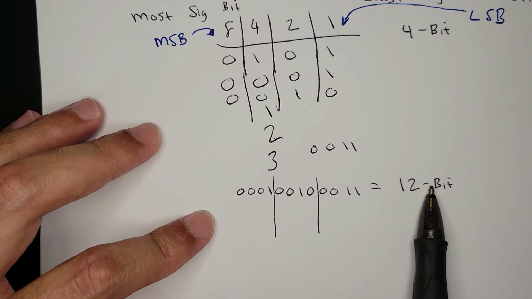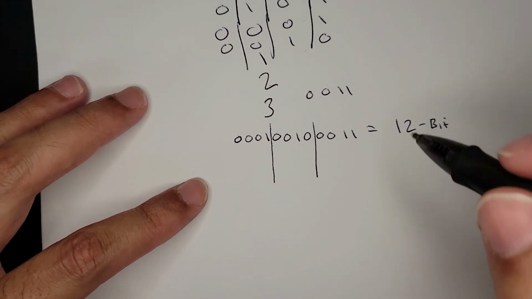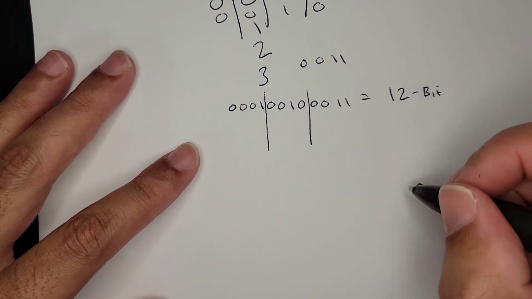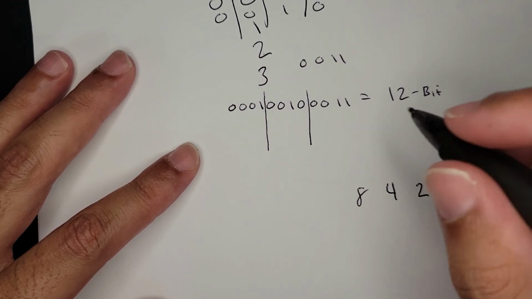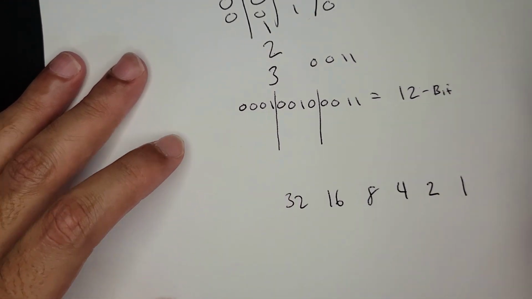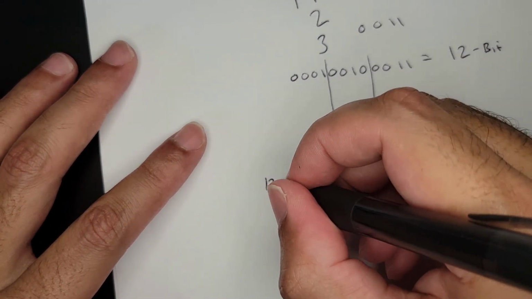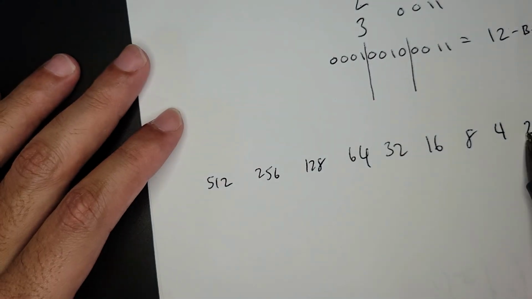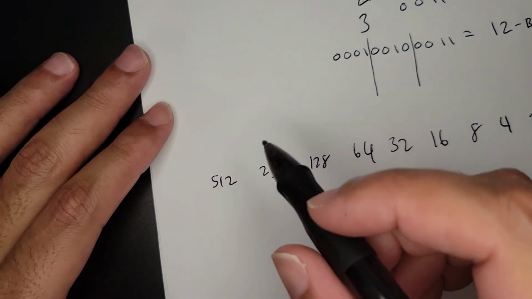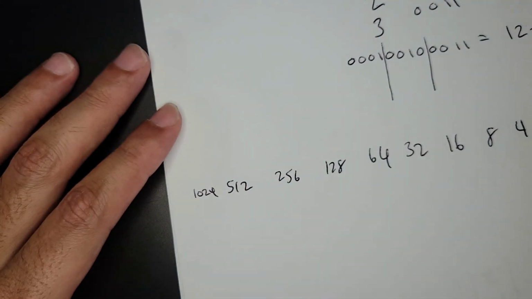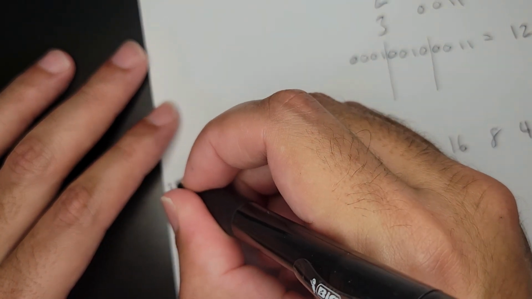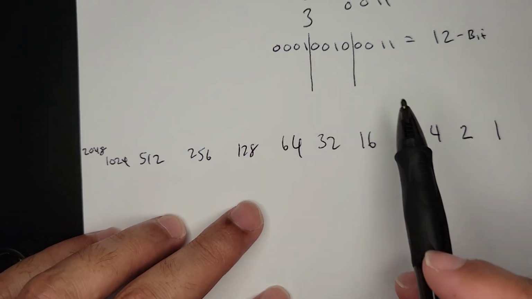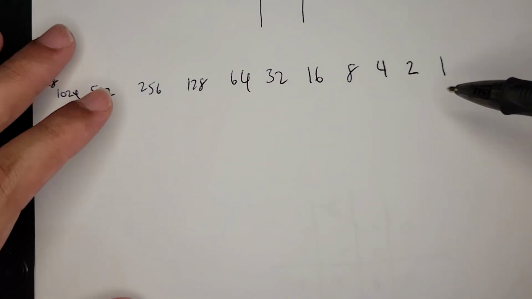But if it was a 12-bit value, then we could simulate that too. We can say, well, 12 columns is 1, 2, 4, 8, 16, 32, 64, 128, 256, 512. How many is this? 1, 2, 3, 4, 5, 6, 7, 8, 9, 10. 1024 and 2048. So if this was a 12-bit value, it's a very different result, right?